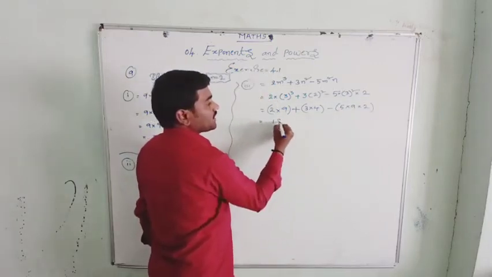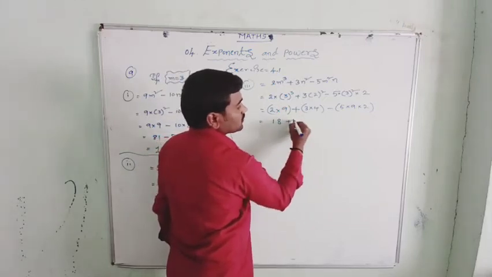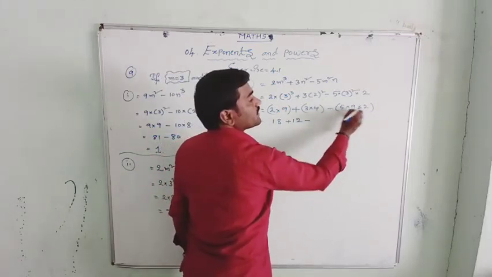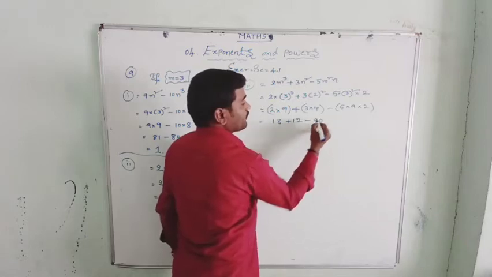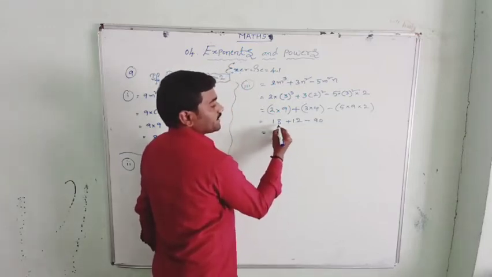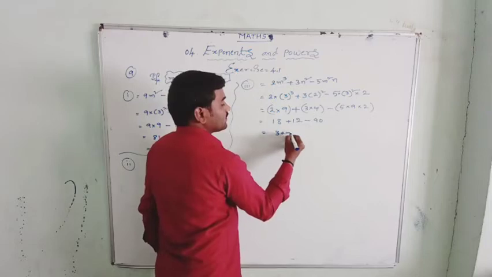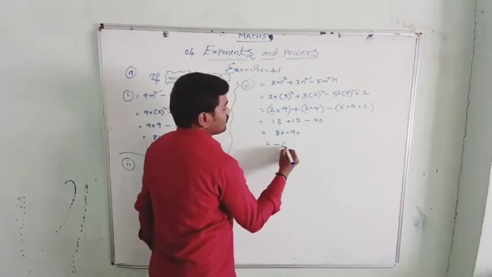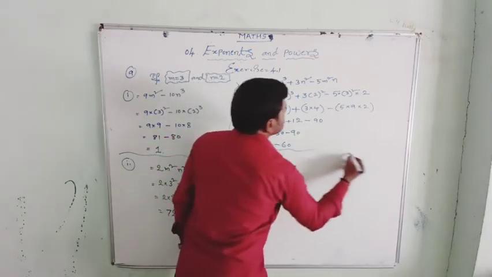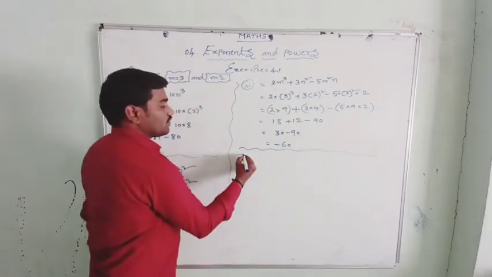Okay, 2 9s are 18 plus 3 4s are 12 minus here 10 into 9, 90. So here 18 plus 12 is 30. 30 minus 90 that equals minus 60.